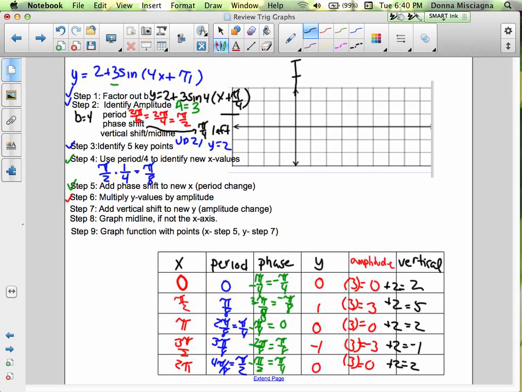Now we have some mighty small values. It would make sense to label our values so they go up by pi eighths. So let's label every other line pi fourths. So for instance, this would be negative pi fourths. This would be 0. This would be pi fourths. This would be pi halves. And this would be 3 pi fourths. And this would be pi.